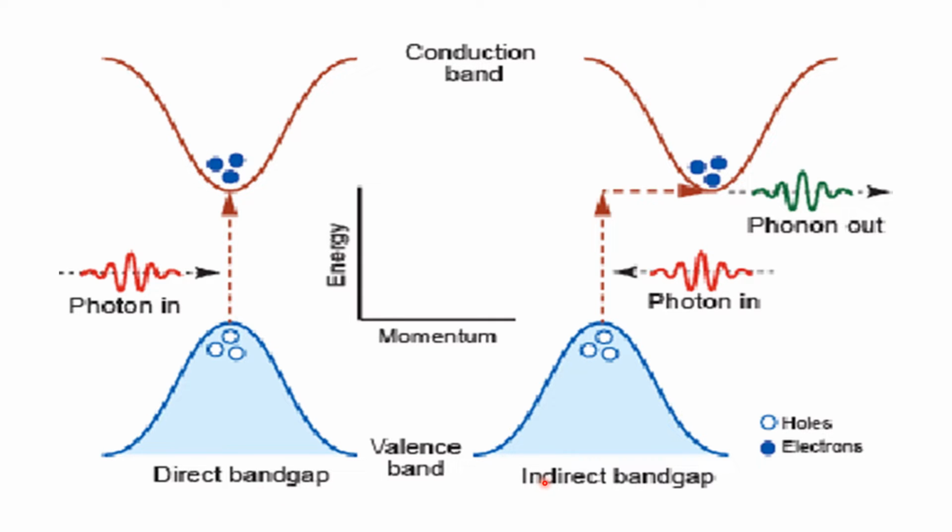Direct bandgap and indirect bandgap semiconductor. In the case of direct bandgap semiconductor, the minimum of the conduction band and the maximum of the valence band lie at the same k vector, same momentum value. Then the recombination of electrons and holes takes place directly. And during this recombination process, a photon will be emitted.